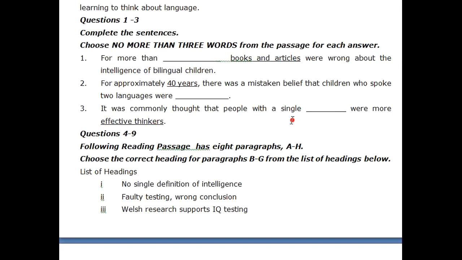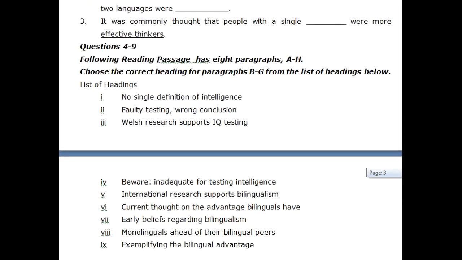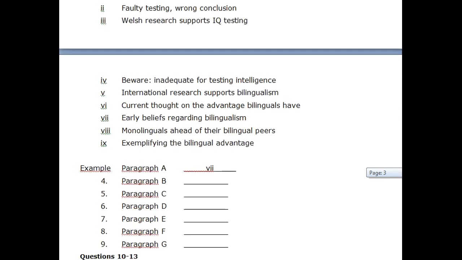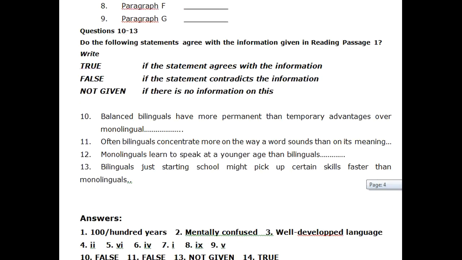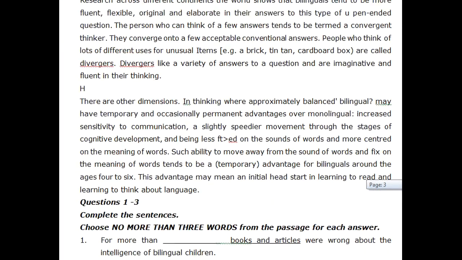Okay, so that's all from this particular video. In the next video I'll continue with the same passage, but we are going to deal with the match the heading type of questions, and after that we will see how to tackle true, false, not given type of questions.